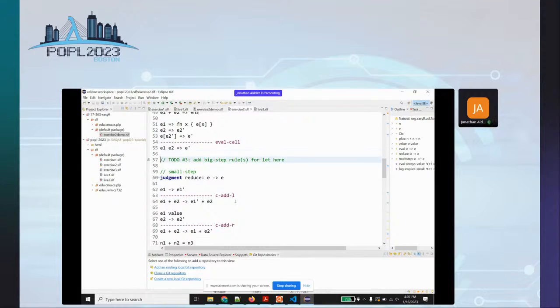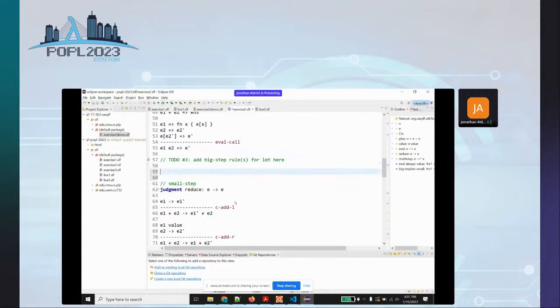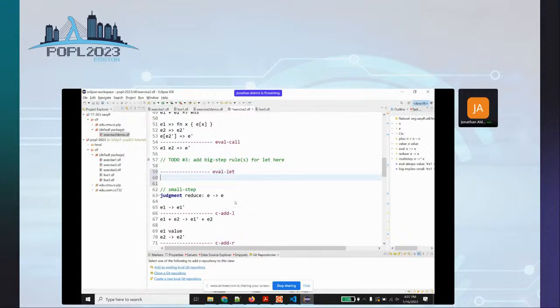Okay, but we can add a big step rule for let. So what should we write? Let's say it's eval let, and we have let x equals e in, and I have to give them numbers here now, so I'll say e2 of x. And this will be a big step. So yeah, would someone like to suggest what I should write here?